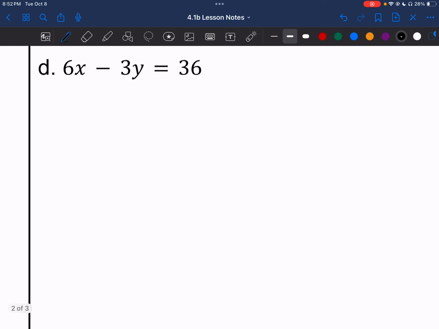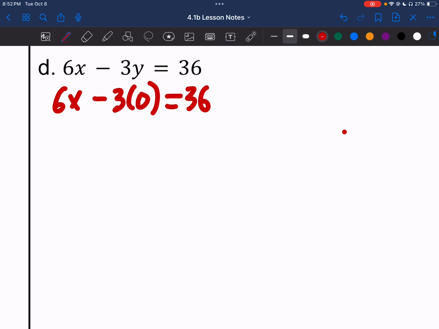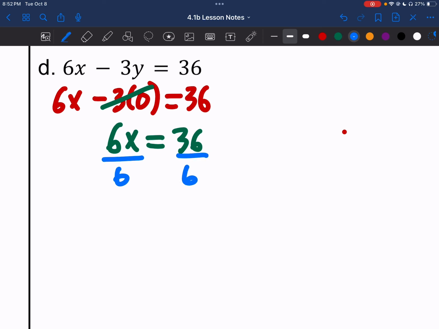All right, letter D, we have 6x minus 3y is equal to 36. So I'm first going to find my x-intercept. You don't have to find the x-intercept first all the time. I just do because in the ordered pair coordinates, the x comes first. That's just why I do it. So we cancel out 3 times 0. And so we have 6x is equal to 36. And we divide both sides by 6. And so x is going to be equal to 6.